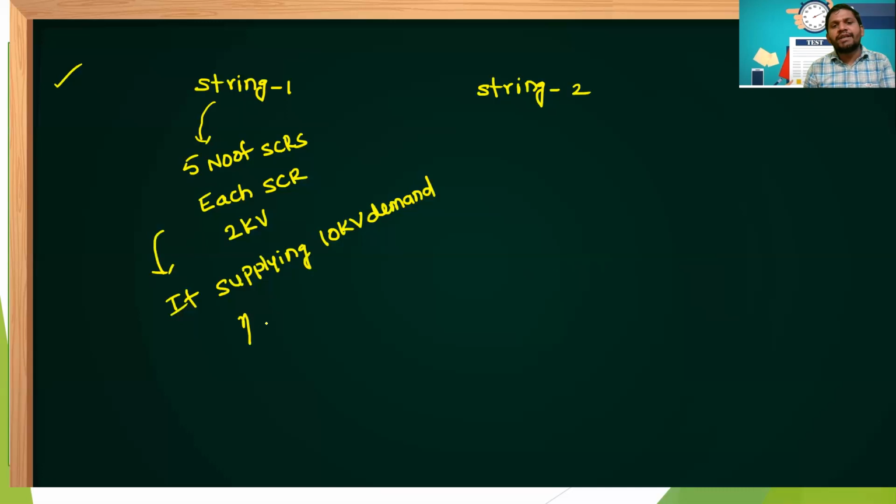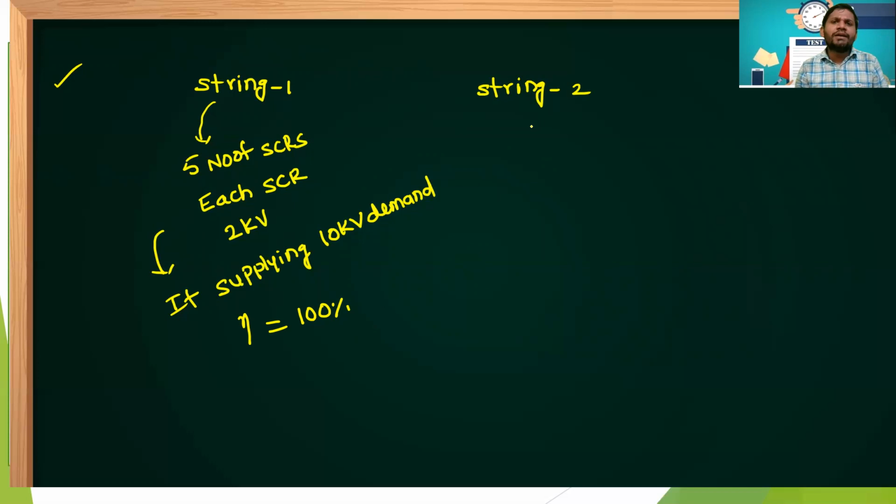Then what is the string efficiency, students? Here the string efficiency equals 100%. Why? There are 5 SCRs, each rated 2 kV, so 5 into 2 is 10 kV. It is supplying a 10 kV demand, which means 100% utilized. But practically 100% string efficiency is never possible. It is the ideal case only. Ideally, the string efficiency equals 1, that is 100%, but practically it is always less than 1. The reason for that we will see later in the detailed discussion of series and parallel connection. Let us assume this string is supplying 100% of the demand.